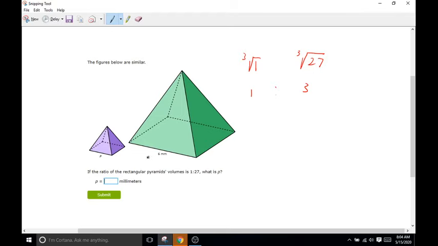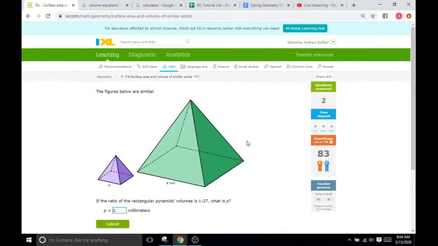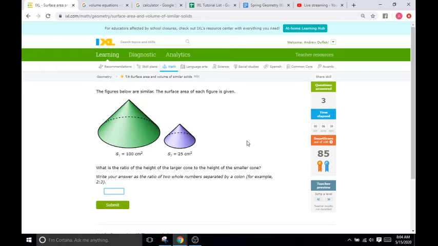Okay? So that means we're going to multiply the 6 by 1 over 3. And that leaves this side length over here as 2. Okay. So we'll go back. We'll type in 2. And that's going to be correct.